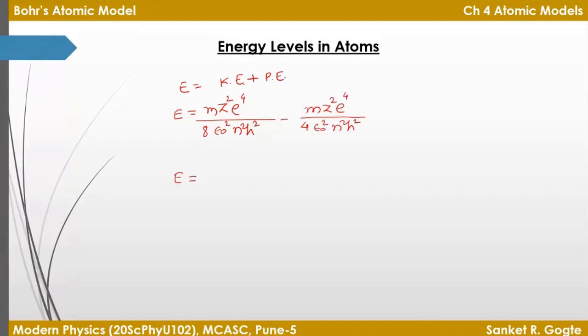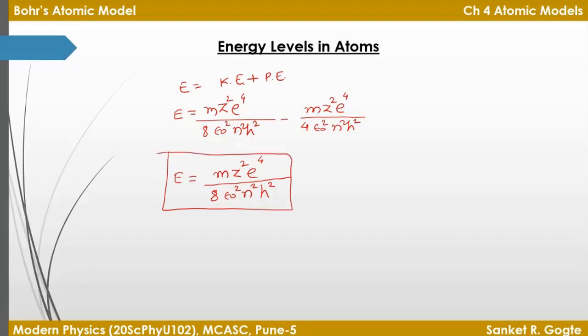Plus the relation for energy of the electron in the atom, which is minus m z square e to the power 4 divided by 8 epsilon 0 square n square h square. So this is an important relationship with a minus sign. This relation is with a minus sign, remember that. So what we have now is the relation for total energy. N assumes integer values, remember.